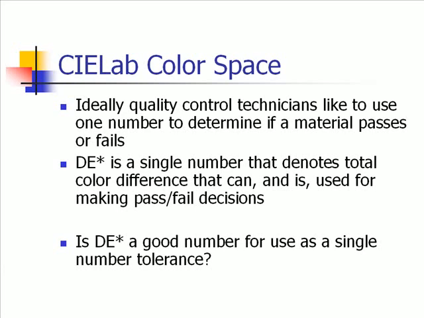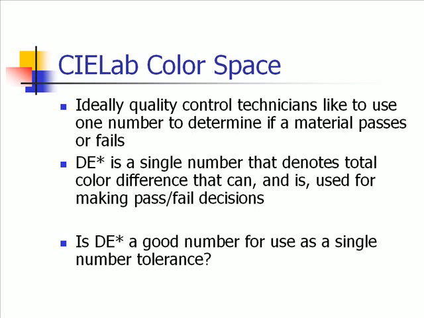The thing is, it's easy. You know, there's no subjectivity. You don't have to think. You know, and that's what they want. That's ideally the best thing. If you don't have to think to make a decision, that's a lot easier. The KISS principle, keep it simple, stupid, right? The simpler it is, the better it is. The question is, is delta E a good number for use as a single number tolerance?